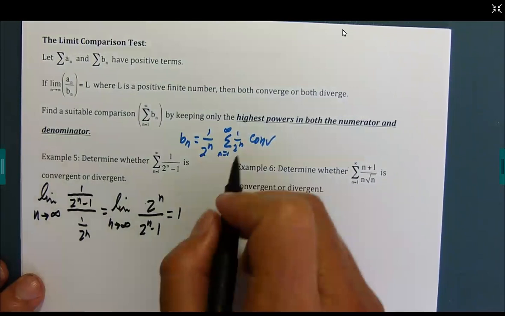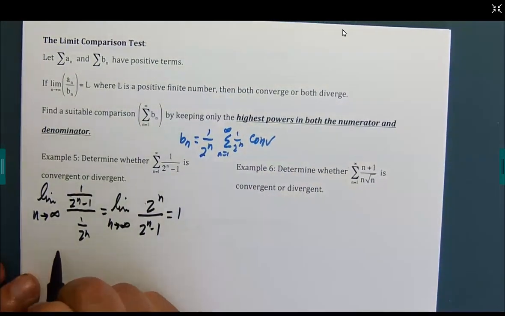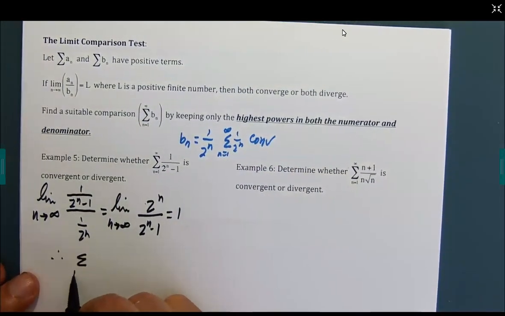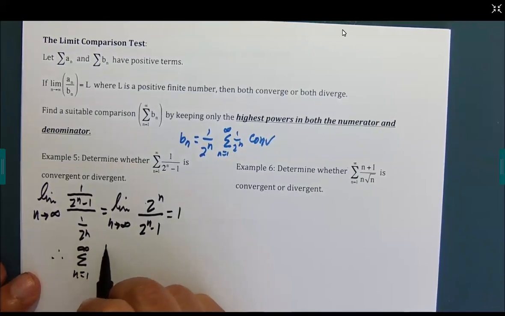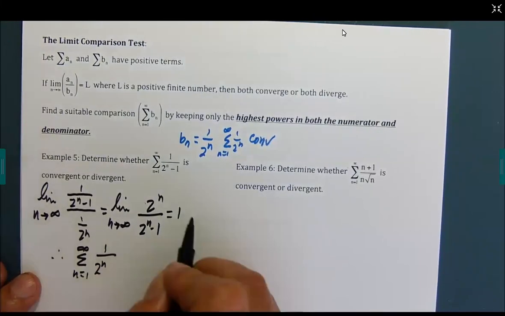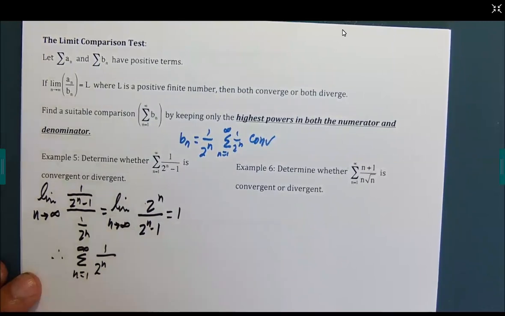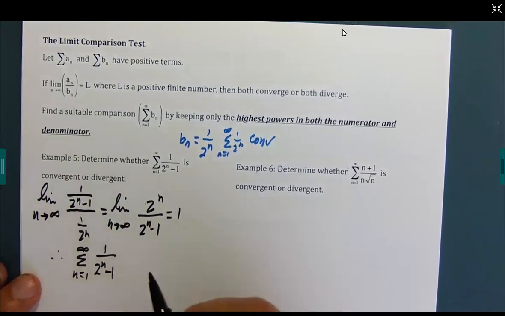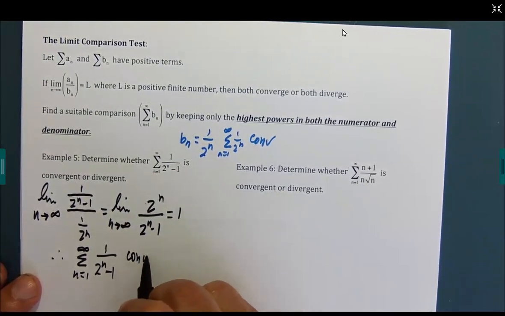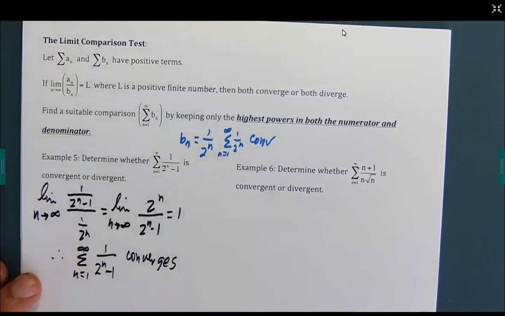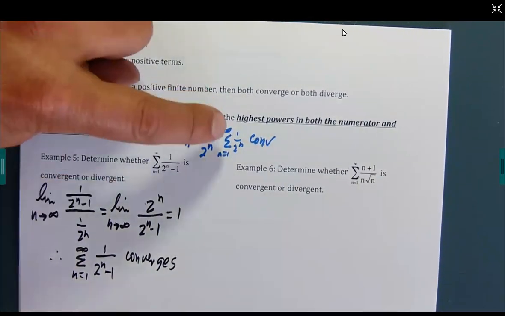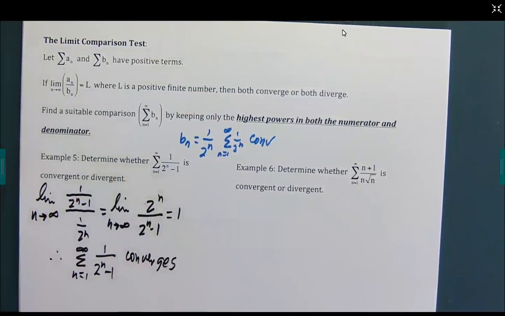Therefore, because we know this one converges, all this part does is tell us that what we're comparing it to is a good comparison. And again, that's because this one converges, our limit goes to a specific positive number, good to go.